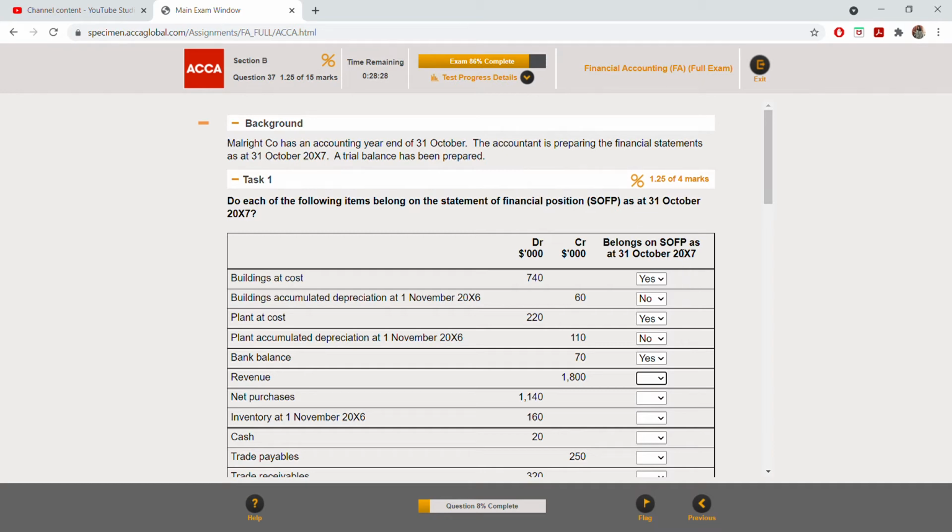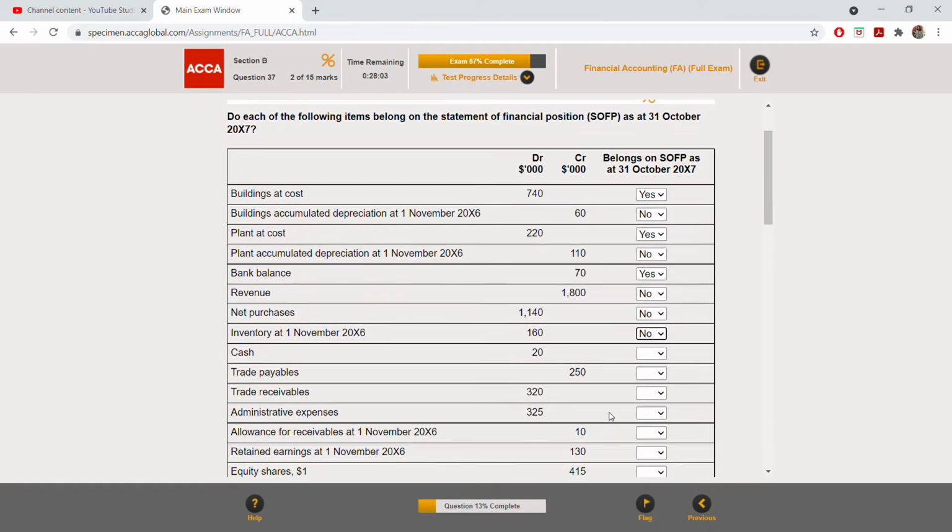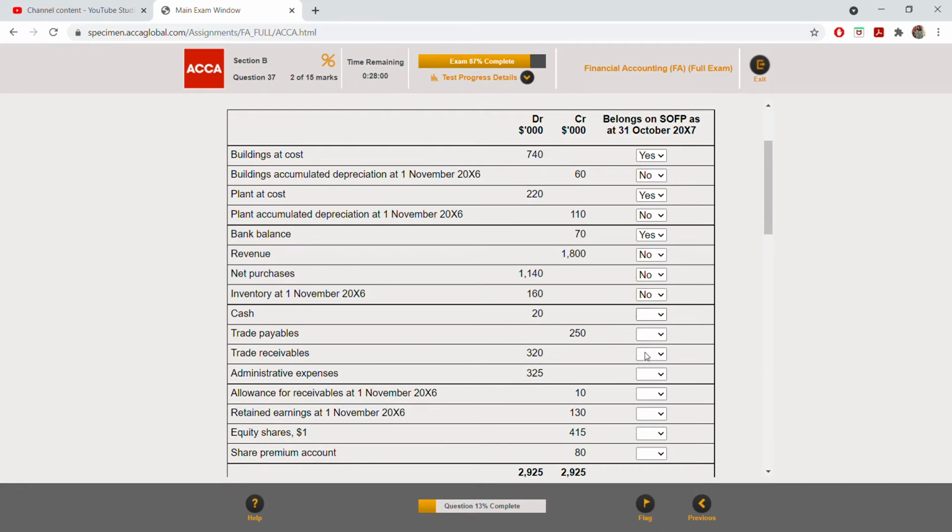This belongs to statement of financial position. So not about debit credit. I'm sorry, I got confused. It's not trial balance. Revenue does not come in this. Net purchases also does not come. Inventory, okay, it comes. No, inventory does not come. There's opening inventory. Cash comes. Trade payables also comes. Trade receivable also comes. Administrative expenses does not come. Allowance for receivable does not come.